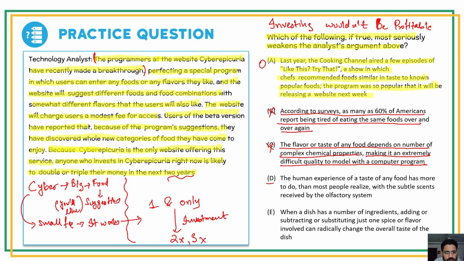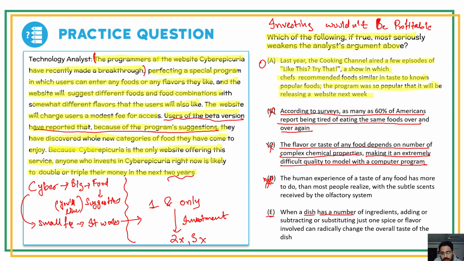Yeah, but then we know that the website works. Users of the beta version have reported that because of the program's suggestions, they have discovered whole new categories of food that they have come to enjoy. Okay, fine. This does not undermine the argument, because it can raise a question in the reader's mind that, oh, maybe this is why the website wouldn't work, but then we have proof that it works, all right? So yeah, it's irrelevant, doesn't do anything to the argument.